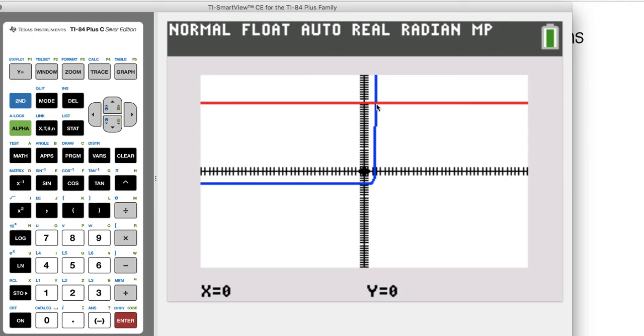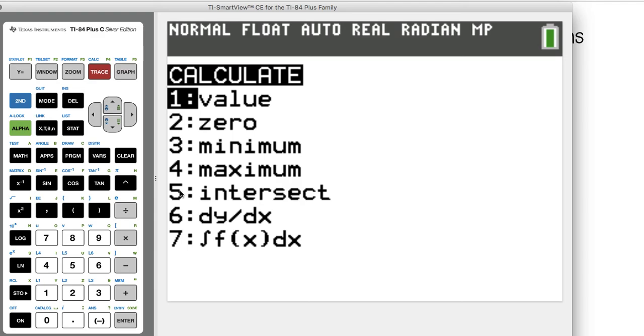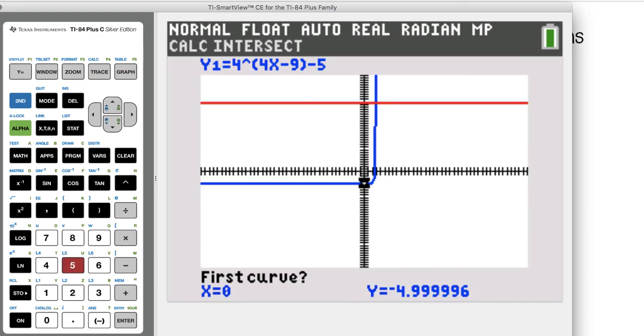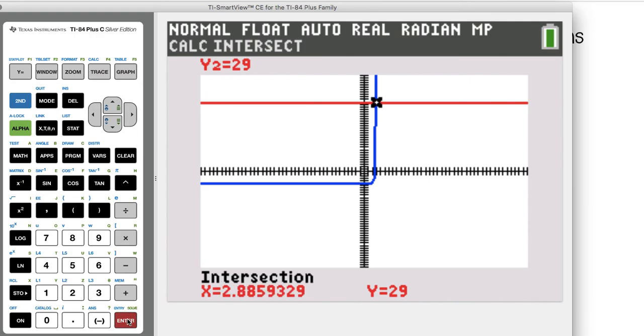I can't tell what that is on the graph. That is impossible for me to see at this scale. So I could use my intersection. So I'm going to hit second calc. I'm going to choose option number 5, and I'm going to hit enter and enter, and then do I want it to guess? Yes. And here is my answer. Okay, so that is another way to find it.